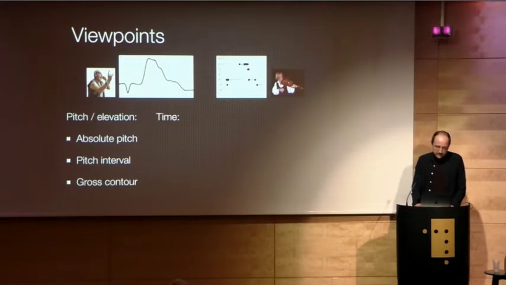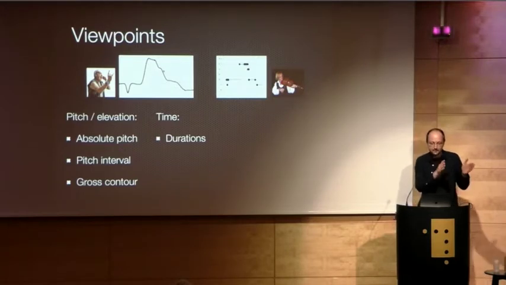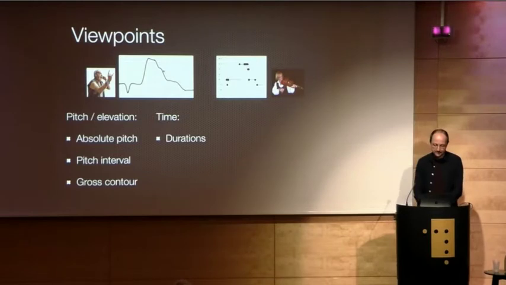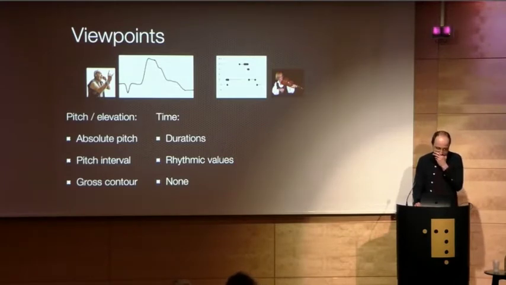Then you can describe time or not. So you can say, I want to represent the actual duration of the gesture and compare the actual duration of the gestures from the user with the actual duration in the music. Or you could describe those time positions as rhythmic values in a given metrical structure. Or you could also ignore time, if you like.